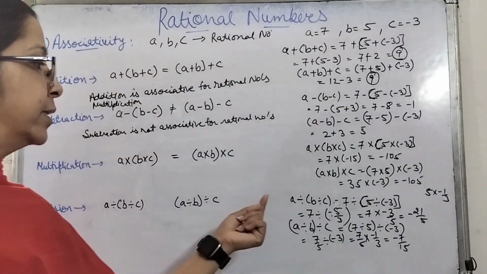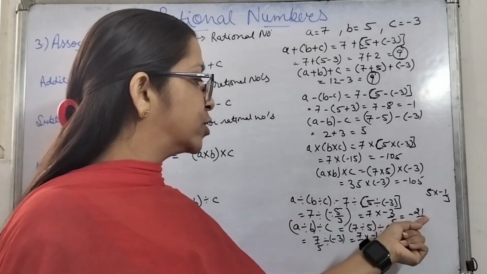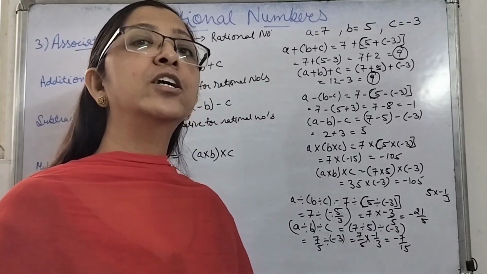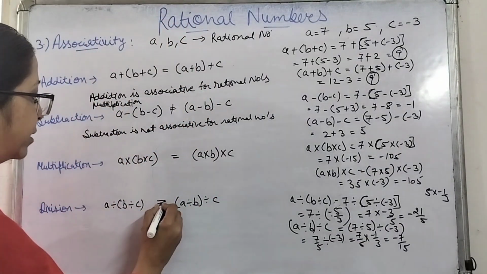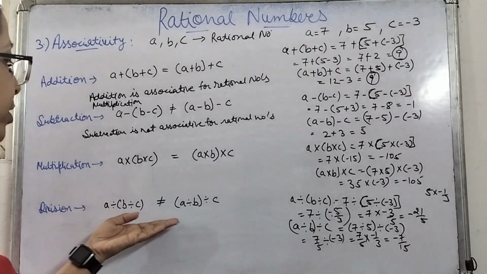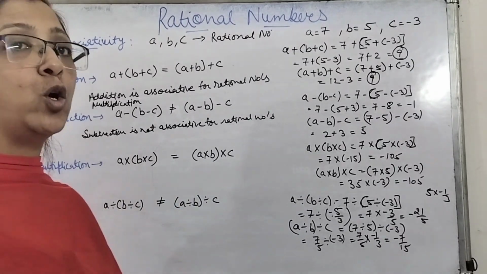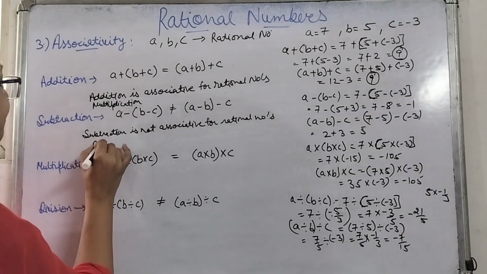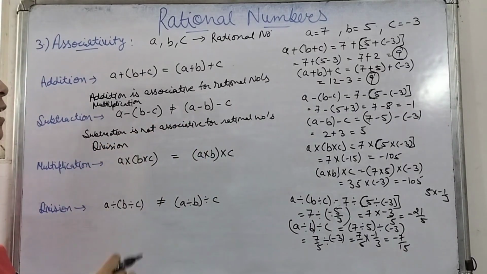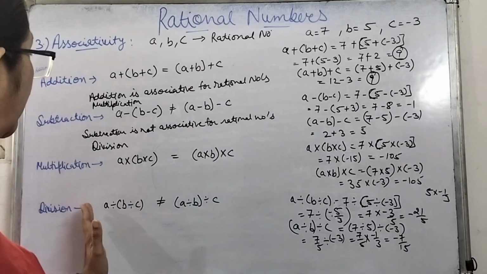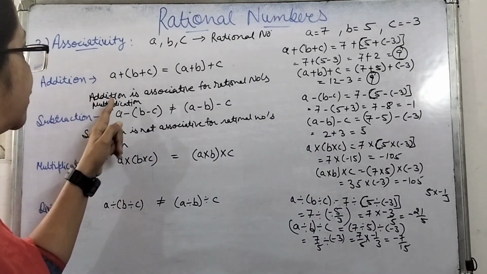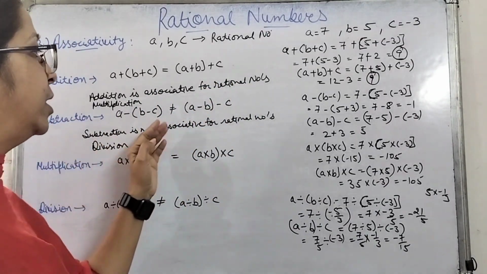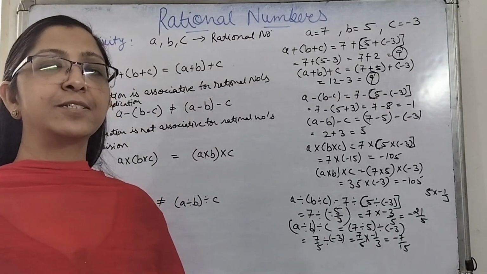So we can see over here that the value of A divided by B divided by C was minus 21 by 5 and the value of this is minus 7 upon 15, which are not equal. So we will say that if we are dividing any three rational numbers, then their quotient is not the same if we change their order. So division is not associative for rational numbers. What we can conclude over here is that addition and multiplication are associative for rational numbers, but subtraction and division are not associative for rational numbers.